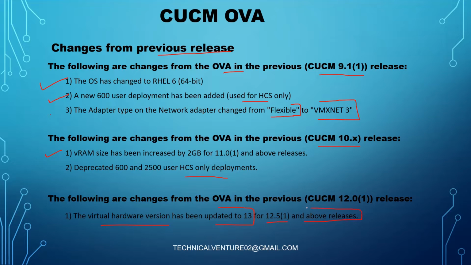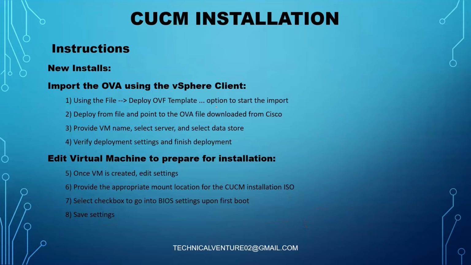Virtual hardware version, whatever you are doing, you need to upgrade the versions of the virtual hardware as well. So that should be 13 now. It has been updated to 13 for 12.5 and above releases. So now, if you want to do a fresh installation of CUCM 14, then you need a hardware version of at least 13. It should be 13 for 12.5 and above releases.